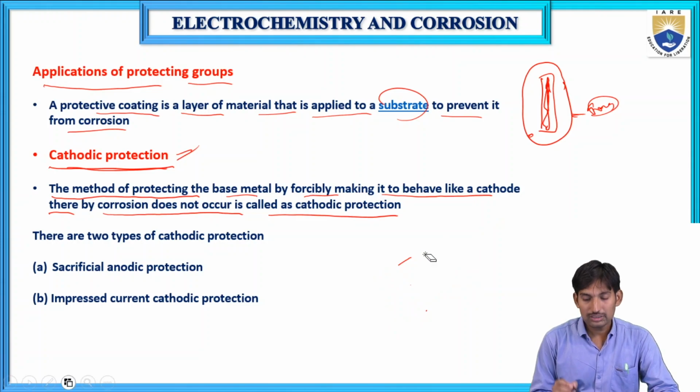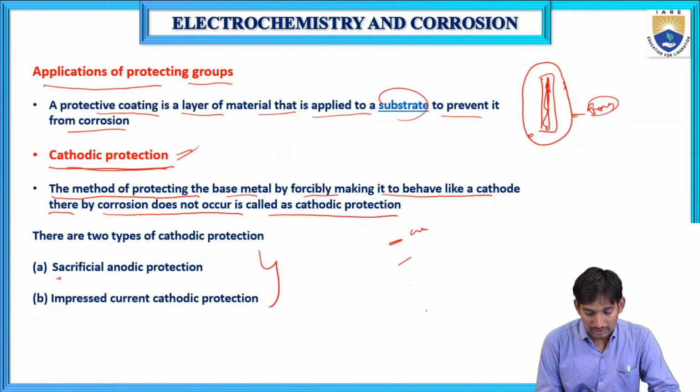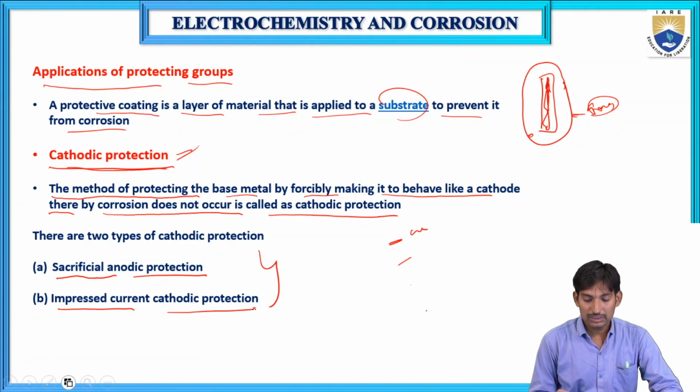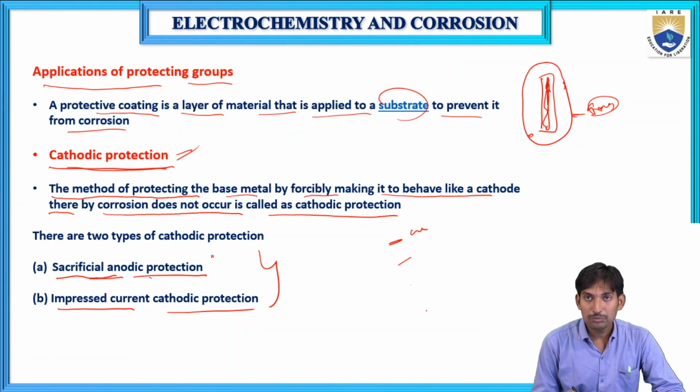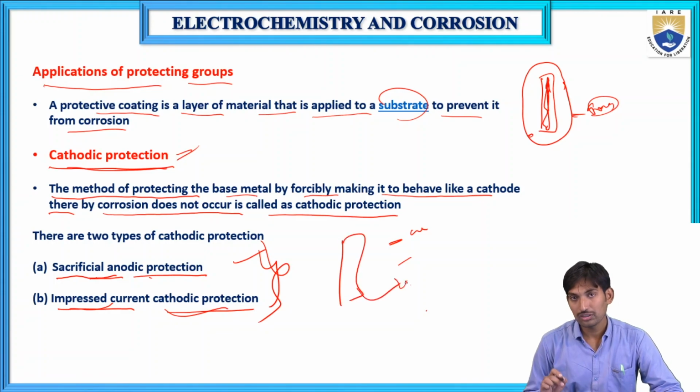Cathodic protection is of two types. We can make the base metal into a cathode by two methods. One is the sacrificial anodic protection method, and the second is impressed current cathodic protection. By using these two ways, we can convert the base metal into a cathode by applying or without applying current. We'll see.